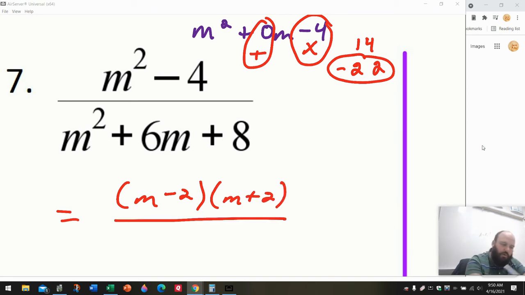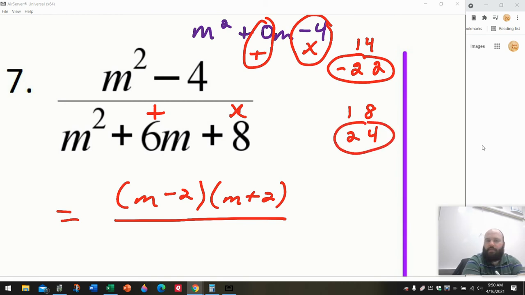Now the denominator, we're going to factor it in the same way. We need two numbers that add to be 6 and multiply to be 8. Now if I go through my factors of 8, I have 1 and 8, or 2 and 4. Now we need the pair that will add to give us 6. So in this case, the ones that will add to give us 6 will be 2 and 4. So those will be the two that we use to factor the bottom. So it will be m plus 2, m plus 4, just like that.